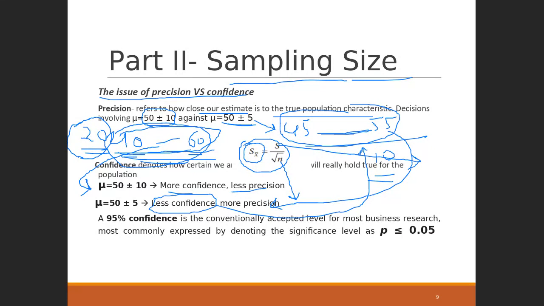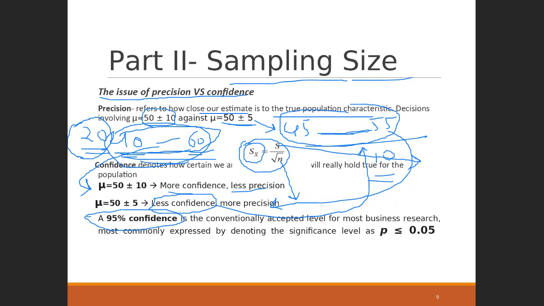Sometimes you have to forsake confidence in order to be more precise, and on the other hand, you can forsake precision in order to be more confident. So if you want to be more confident, you have to forsake a certain level of precision in your estimates. Usually in business research, a 95% confidence level is used.